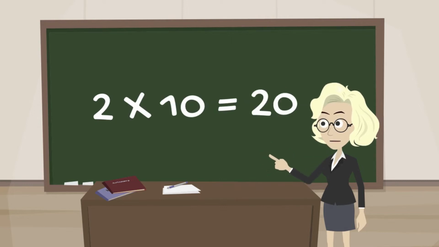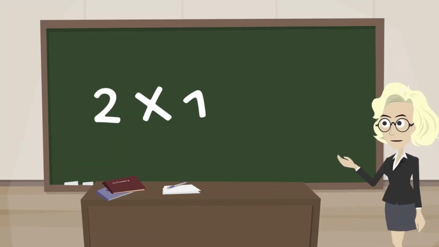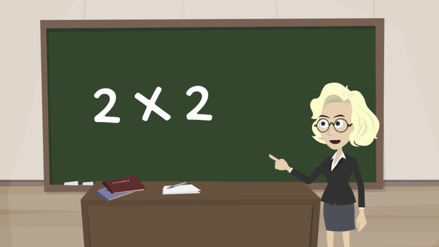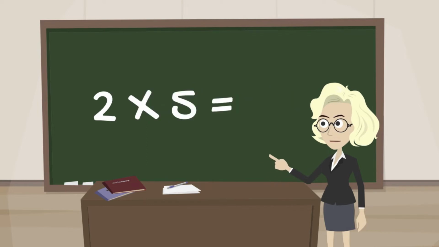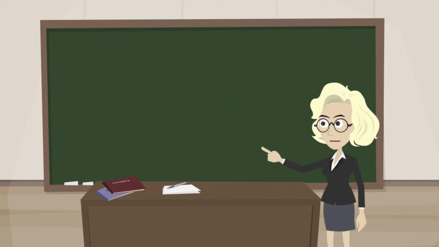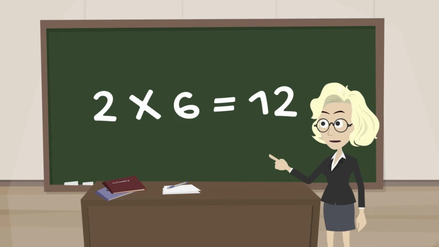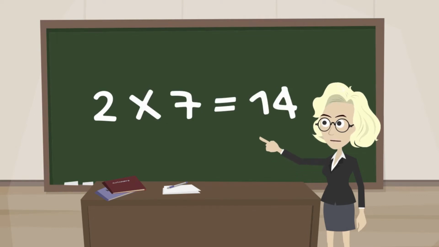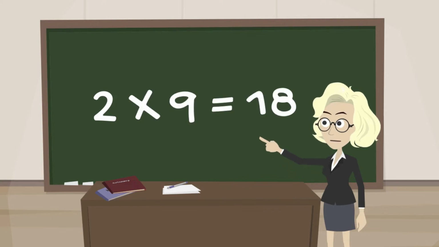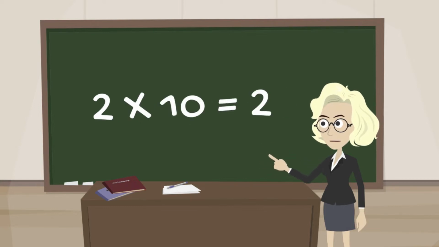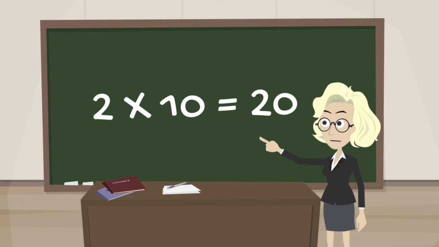2 tens are 20. Once more time. 2 ones are 2. 2 twos are 4. 2 threes are 6. 2 fours are 8. 2 fives are 10. 2 sixes are 12. 2 sevens are 14. 2 eights are 16. 2 nines are 18. 2 tens are 20.